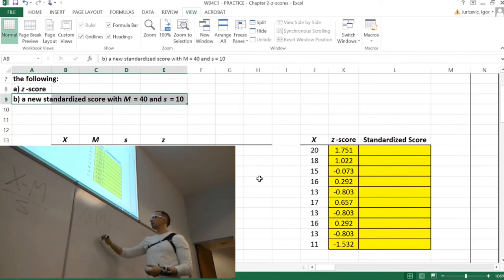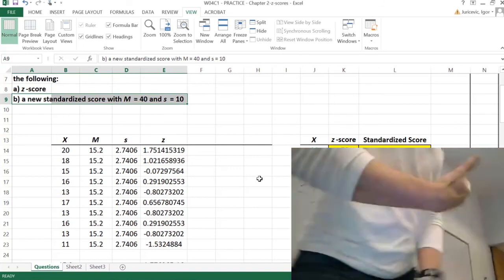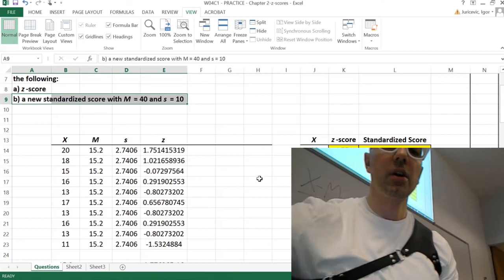This is the new mean that you want. So in our case, this is 40. We want a new set of scores, and we want the mean of those scores to be 40. And we want a new standard deviation, and the question says, make that standard deviation equal to 10. So that's our new standard deviation. So make sure that you refer back to the question to get the numbers that you need for the standardized scores. So we're ready now.